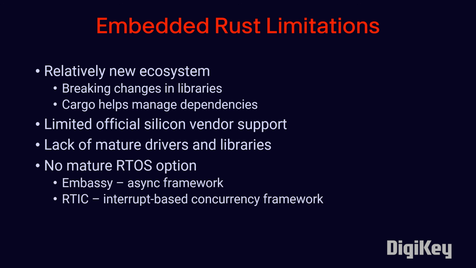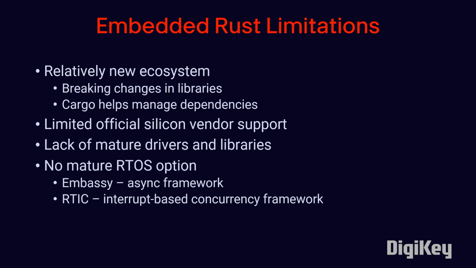Your two big options right now are Embassy and Real-Time Interrupt-Driven Concurrency, or RTIC. Neither is a fully featured RTOS. Embassy is an asynchronous framework, which means it doesn't really have preemptive scheduling like you might be used to. And RTIC is a concurrency framework that does provide preemptive scheduling, but it lacks a kernel and dynamic memory allocation that you'd find in a traditional RTOS, should you need those. Both are very technically capable, but their ecosystems are still growing and lack industry adoption right now.